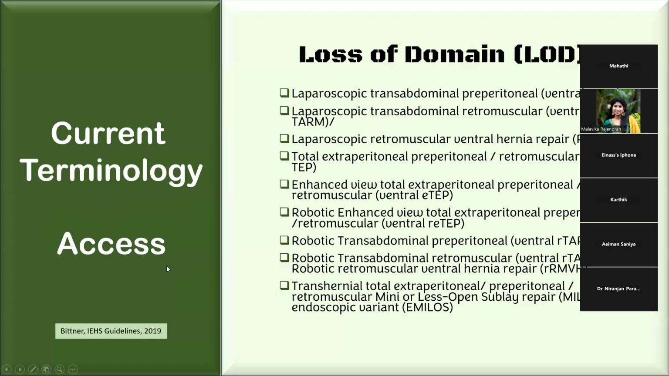Now, the whole purpose of this crowded slide is to confuse you as much as I got confused. You can imagine, as I said, everything can be done by open method, by laparoscopic method, or robotic. The number of things that are being done is enormous. Each one gives his own name to it, and you have some 8 or 10 different ways in which these things are done.